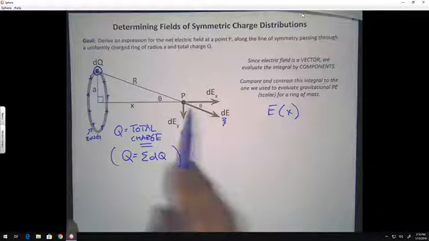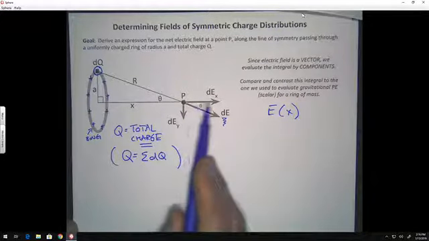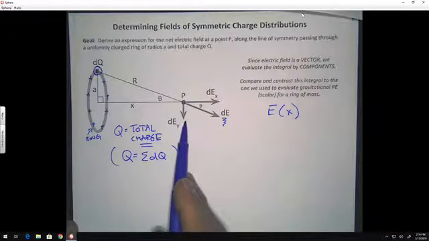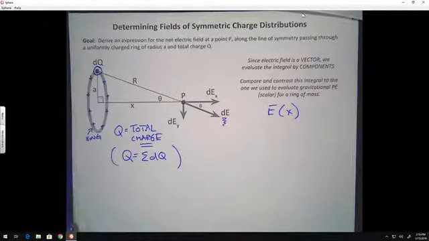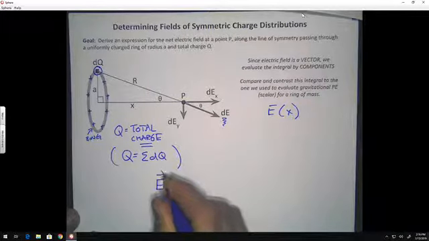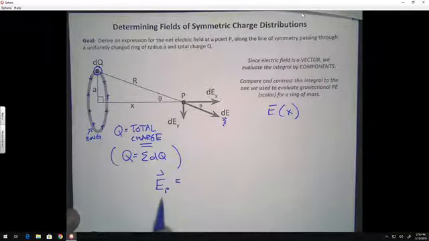And that dE has components. It has an X component which goes to the right. It has a Y component which goes straight down if we're looking at the dq which is at the top of the ring. So what we're going to do next is write an expression for the electric field at point P.